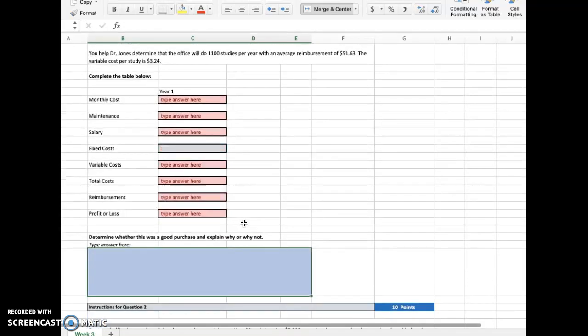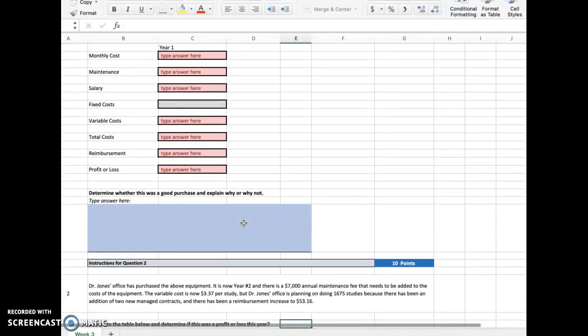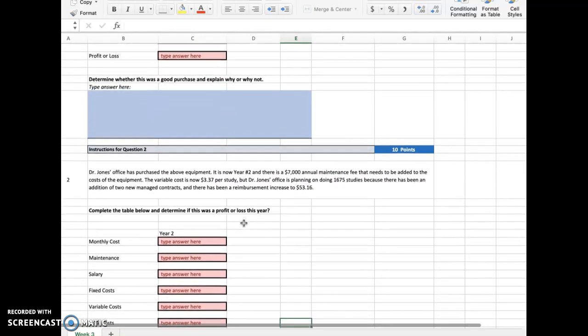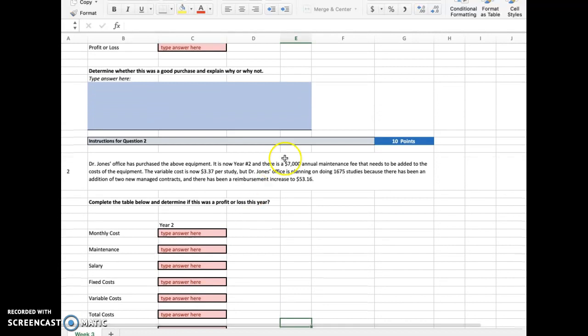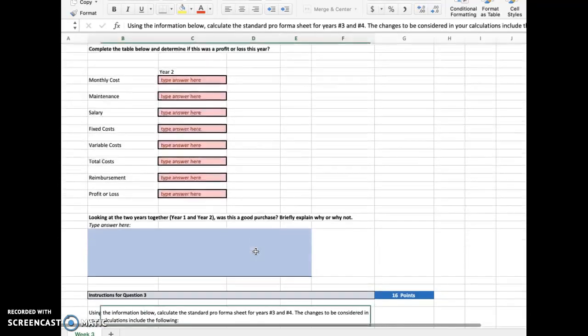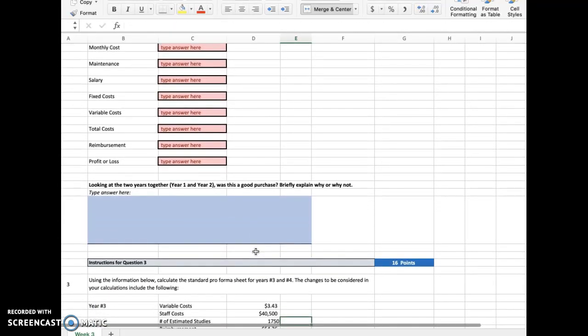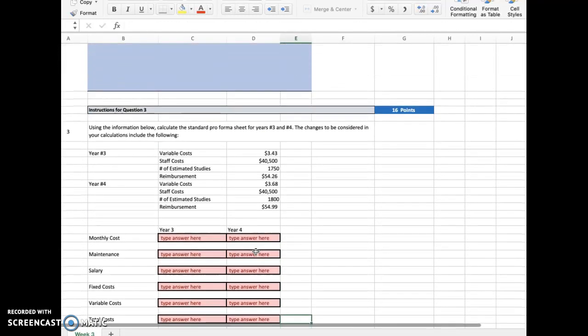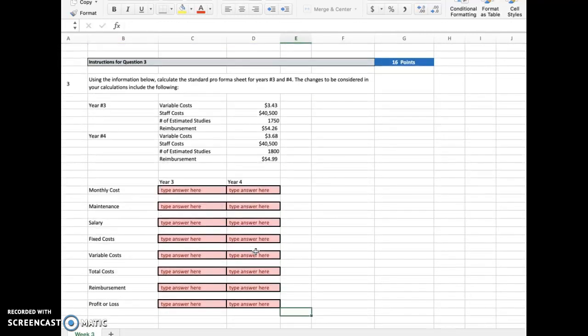And so you're basically going to do that for year one and then year two. And you can see how some of the numbers change, like the number of studies and reimbursement. So a lot of your information in this problem is going to stay the same for number 2 and number 3. But the reimbursement is going to be different, so you're just going to want to make sure that you go through and look at the specific information in each question to answer them.